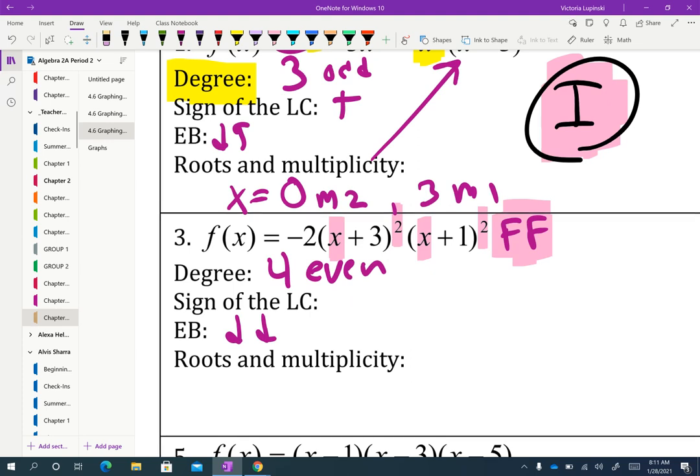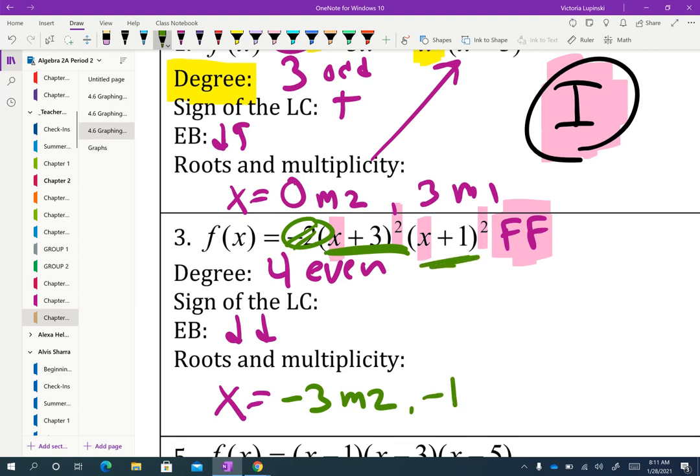To find the roots and their multiplicity, you're going to set each value equal to 0. But remember, roots only come from x's. They don't come from numbers. So this -2, while it tells us about the end behavior, does not give us any x's because it's just a -2. x plus 3 squared is going to give us a -3 with multiplicity 2. And then x plus 1 squared is going to give us a -1 with multiplicity 2.